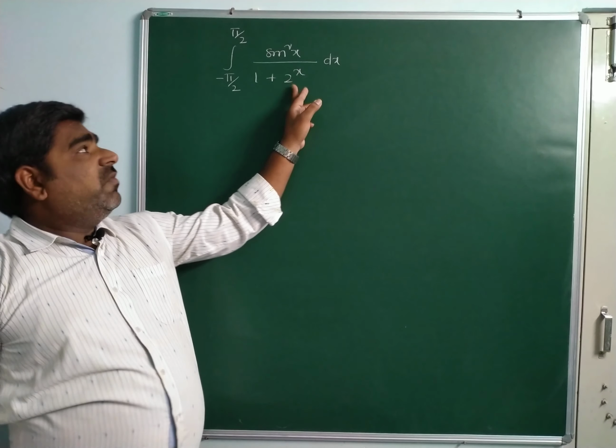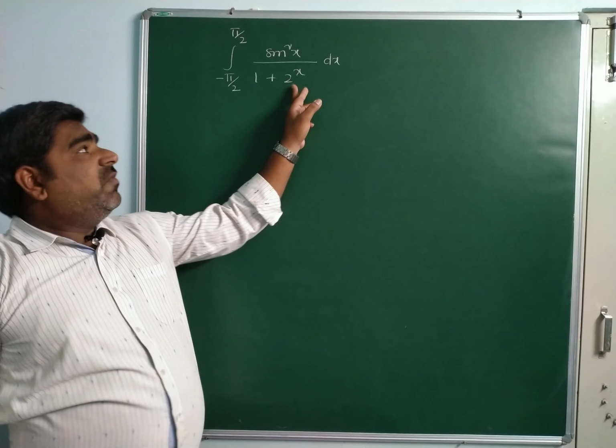So can you write 2 to the power of minus x as minus 2 to the power of x? We can't. Can I write 2 to the power of minus x as plus 2 to the power of x? We can't. So here, if you find f of minus x, that will never be minus f of x or f of x. That means sine square x by 1 plus 2 to the power of x is neither even nor odd. So we can't apply the property there. Then what do we have to do, sir?